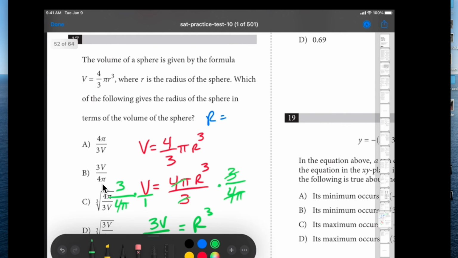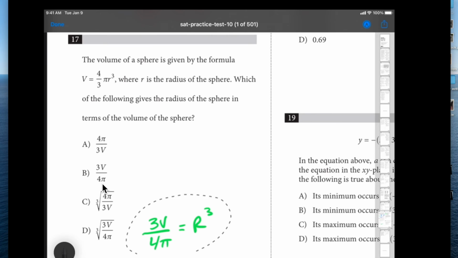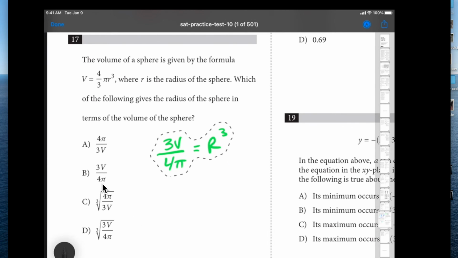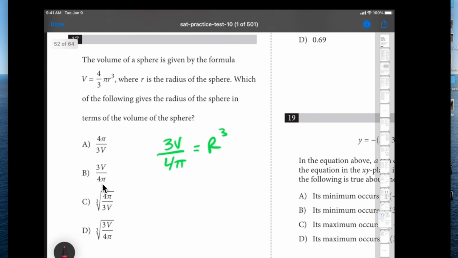All right, I'm going to erase everything here and clean this up. In this scenario, the way we get r by itself is to take the cube root of both sides, and that's because taking the cube root is the same thing as raising everything to the 1/3 power. So if I take the cube root of r to the 3rd, this becomes r, and this is your final answer. So that's going to be choice D.